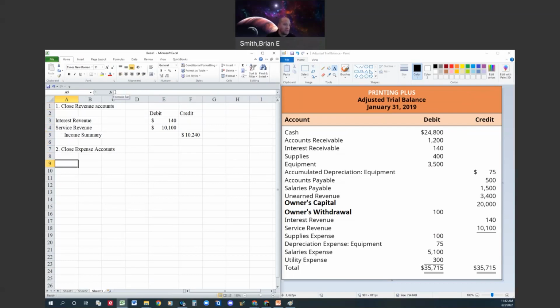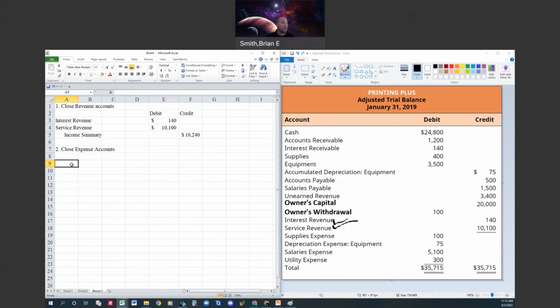So our normal balances, and let me come over here and just do this little check mark, okay? I'm going to make this little brush a little bigger. And we've done our interest revenue, we've done our service revenue, okay? So now this is where we start. Remember, revenues and expenses. All the rest of these are going to be expenses on our trial balances.